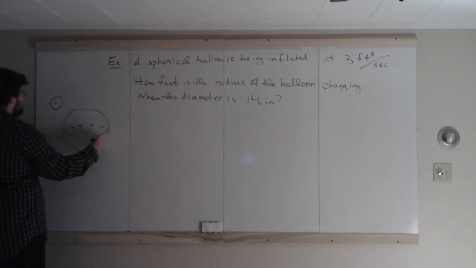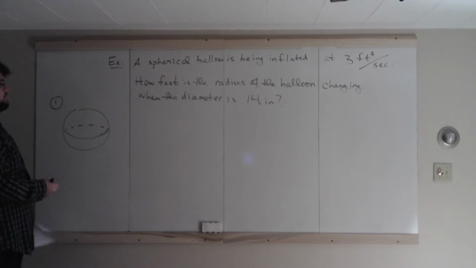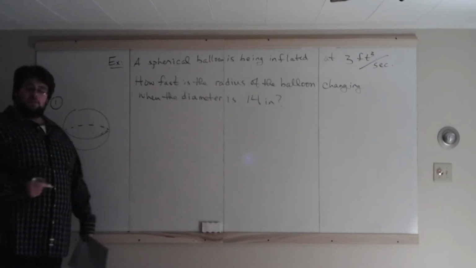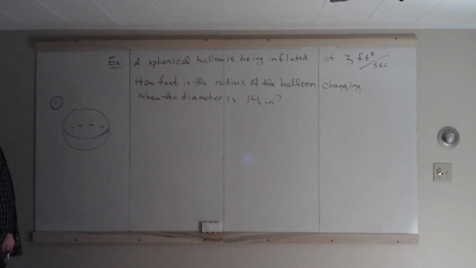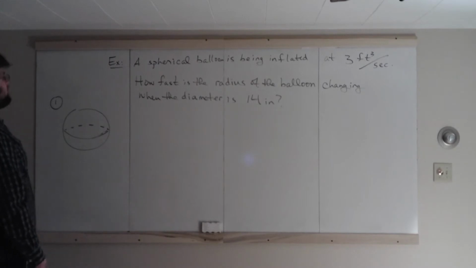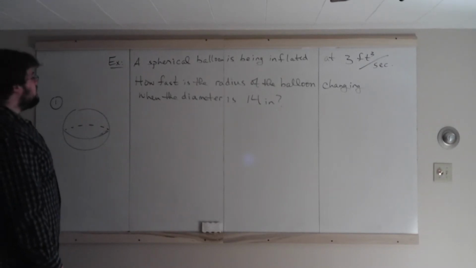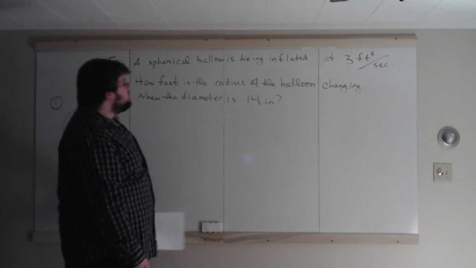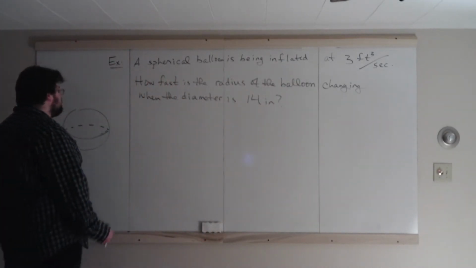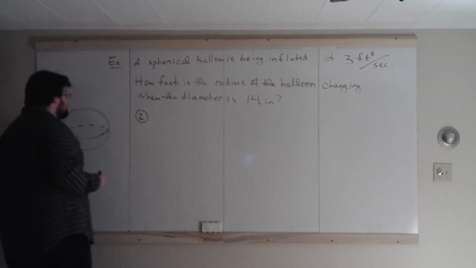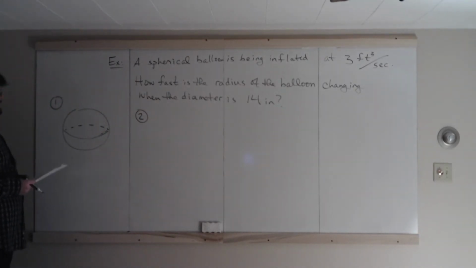And sometimes I guess the picture is obvious. This is just a sphere. But we can use the picture to find our equation and the variables which are changing as time is changing. A spherical balloon is being inflated at 3 cubic feet per second. How fast is the radius changing when diameter is 14? Well, maybe I'll get the equation after doing step 2, because it might not be obvious which function using the sphere is used.